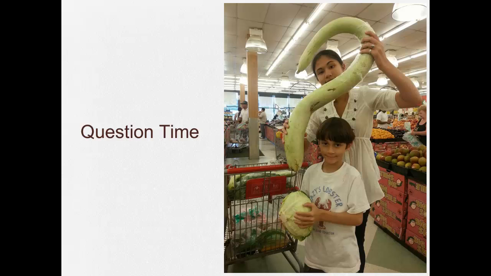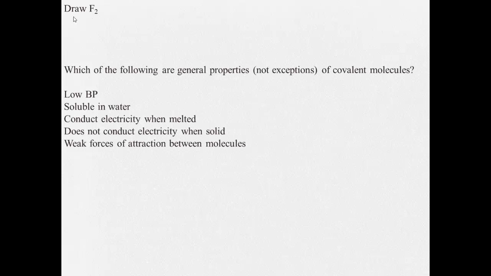All right, question time. Draw and name F2. You need to know the general properties, not the exceptions we saw on the last slide, but you need to know the general properties of covalent molecules. Which of the following are general properties? All right. If you can't answer these, go back and watch it again.